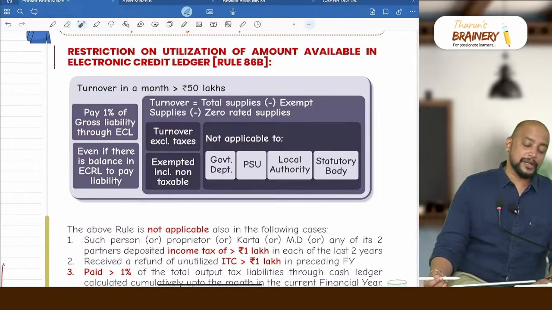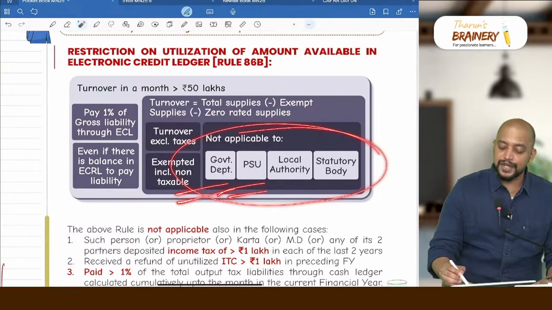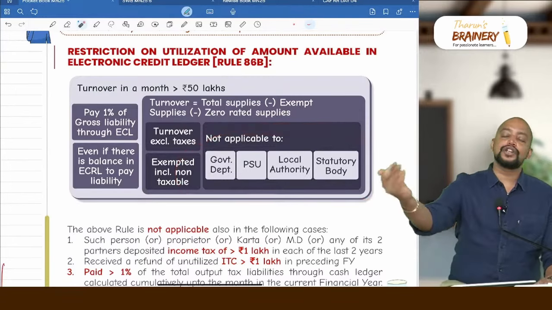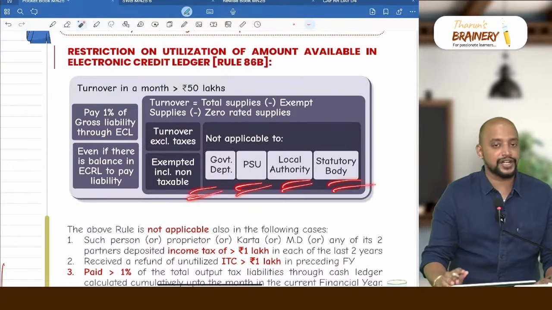And to whom is it not applicable? It is not applicable to government departments, PSU, local authority and statutory body. What's the point in collecting from one pocket to another pocket? Okay. So that's why for them it is not applicable. Others only should give that 1%. Got it? Government department, PSU, local authority, statutory body. Even in some more cases it will not be applicable.